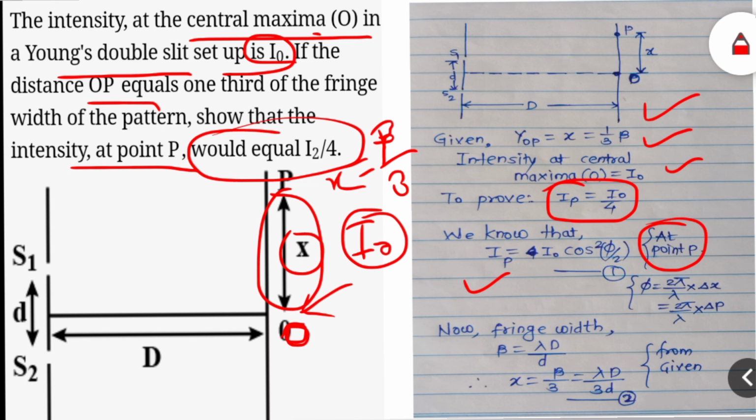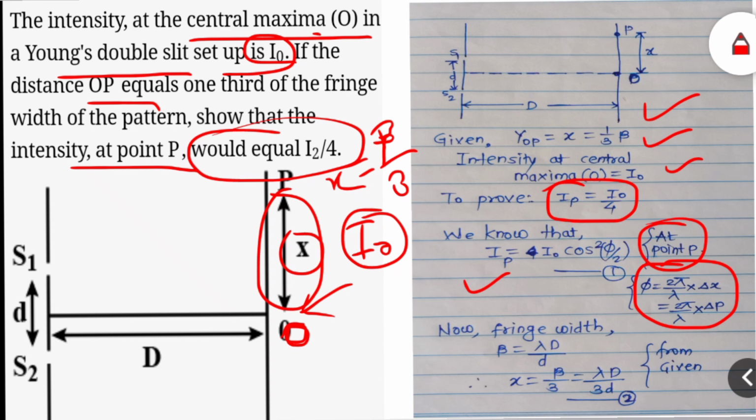So what is phi here? Phi is the phase difference, and the formula of the phase difference is on the right hand side: 2 pi upon lambda multiplied by delta x. What is delta x? It is the path difference. It can also be shown by delta p.